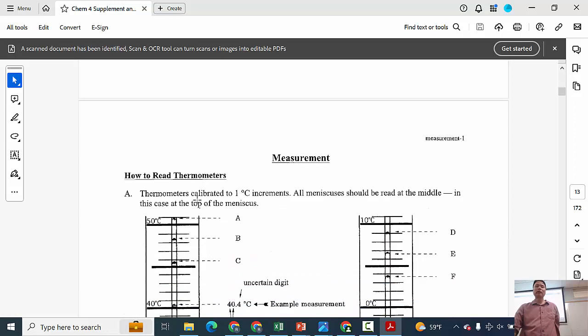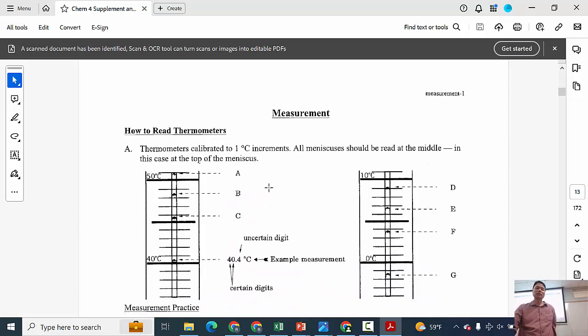This is chapter 3, by the way. And then we have measurement. This is how to take measurements. Here's some practice. Where do you measure, the top or the bottom? This is a thermometer. In the case of a thermometer, we measure from the top of what we call the meniscus.